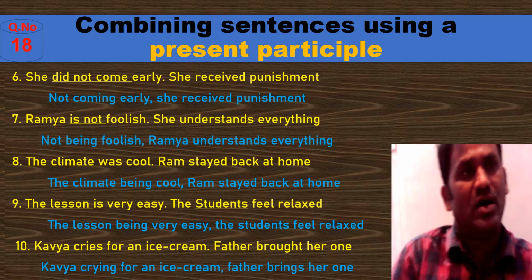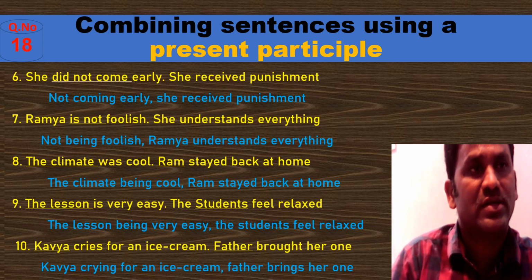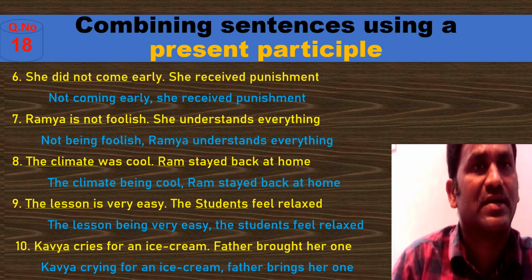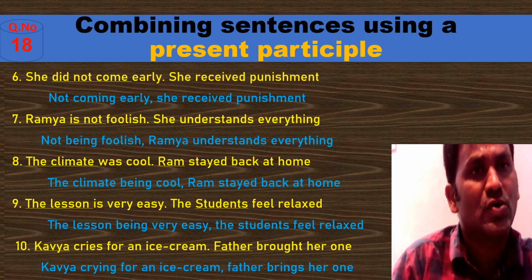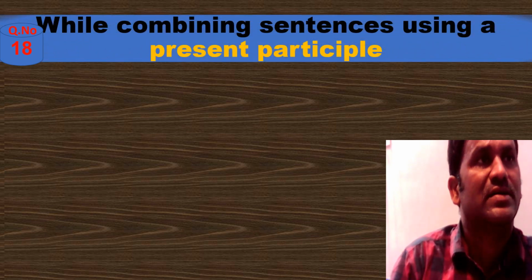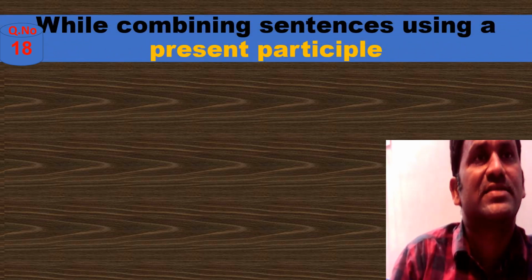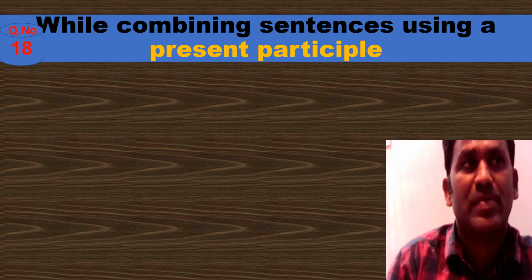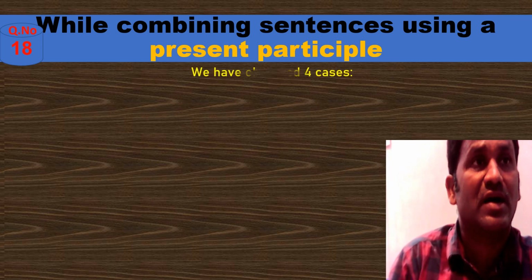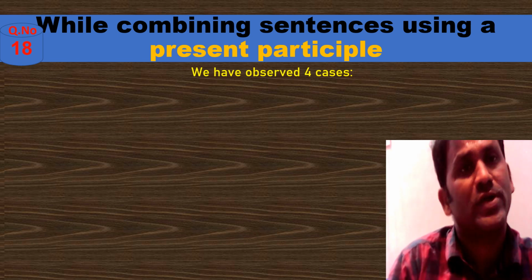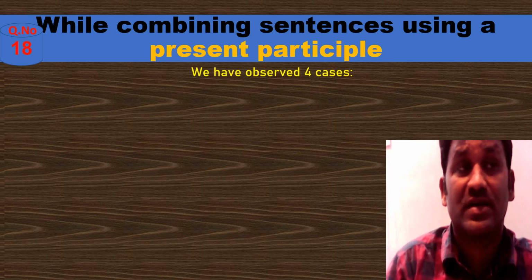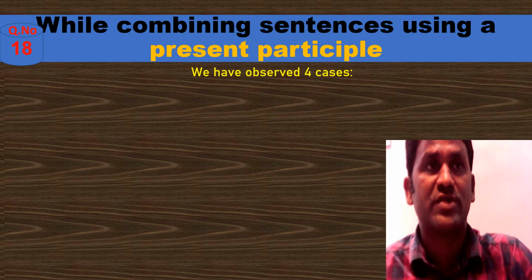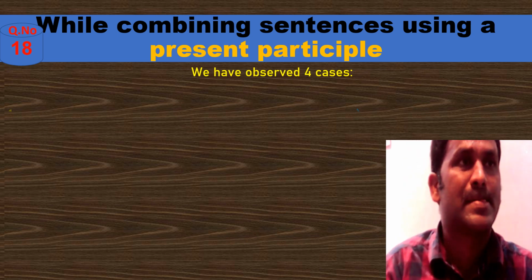See, on observing all the 10 examples, we can conclude, we can sum it up. Let us see how. See, while combining sentences using a present participle, we have observed 4 cases. We have observed in the 10 sentences we have 4 different cases. Let us see one by one.